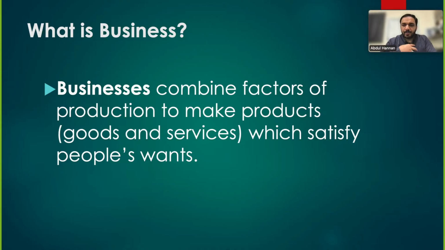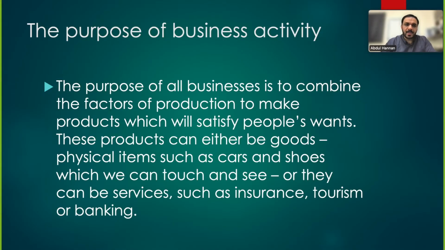Like if I want a product, for example, milk is a product, I want it. So the retailer is providing it to me, which means he is fulfilling my need. So all those products and services which satisfy customer needs and wants are the combination of factors of production, and it is called business.